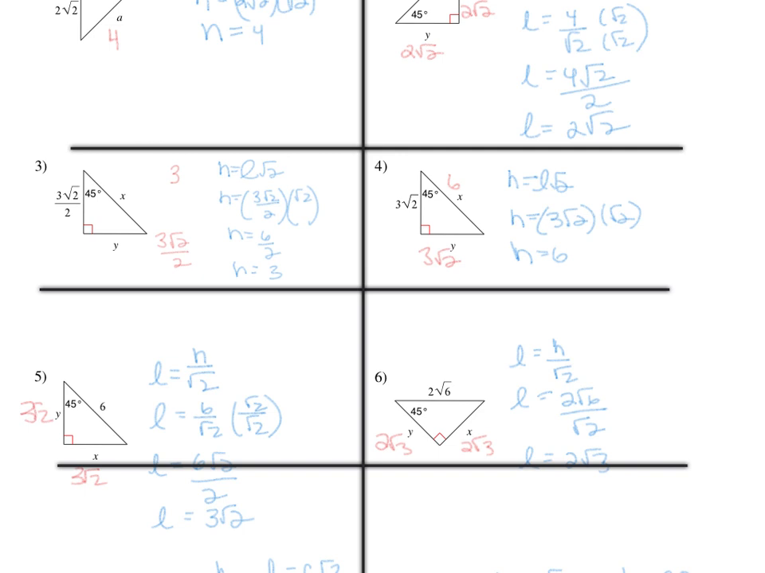In number 4 is a 45, 45. We're given the leg. We're looking for the hypotenuse. So therefore the hypotenuse is equal to the leg times the square root of 2. The leg is 3 times the square root of 2 times the square root of 2 is going to make the hypotenuse 6.